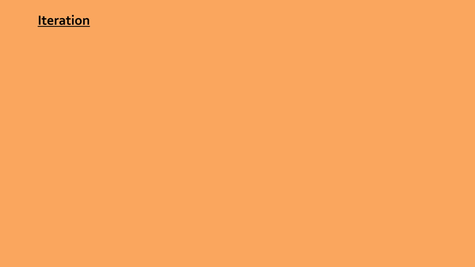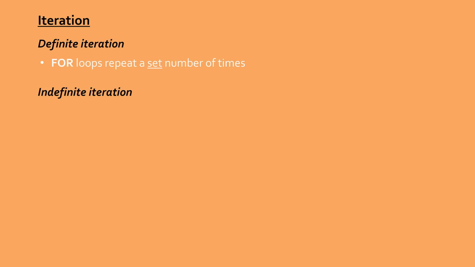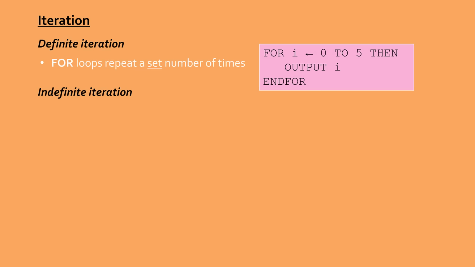Iteration is our third kind of construct, and these are the loops. And we've got two types of loops, two types of iteration, definite and indefinite. So the one type of loop which is implementing definite iteration is a for loop. So a for loop repeats a set number of times, and that's what definite iteration is. You know how many times it's going to repeat before the loop begins. This is how a for loop looks in pseudocode. It will look similar in your program code.